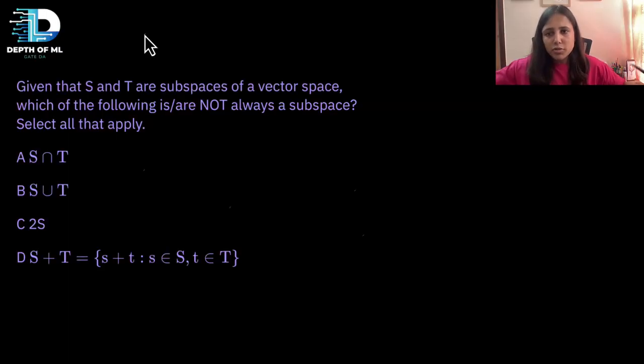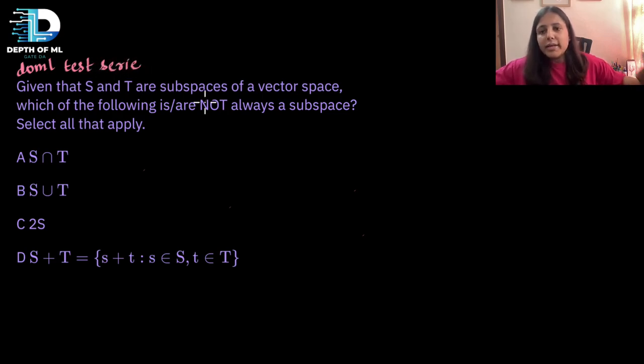Let's see this question. This is from our test series. I was surprised to see how many students have marked this incorrectly. Given that S and T are subspaces of a vector space, which of the following is or are not always a subspace? This is an MSQ kind of question, so you have to tell which is not always a subspace.